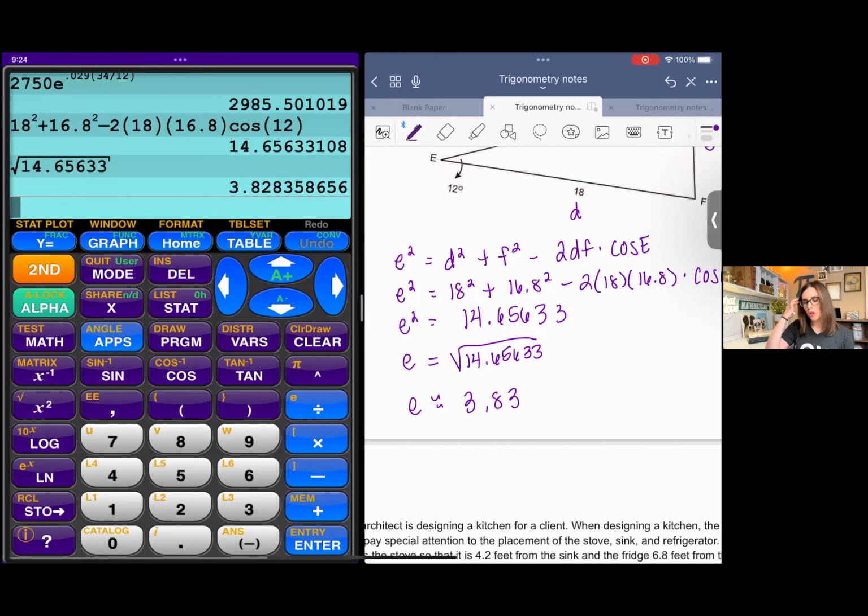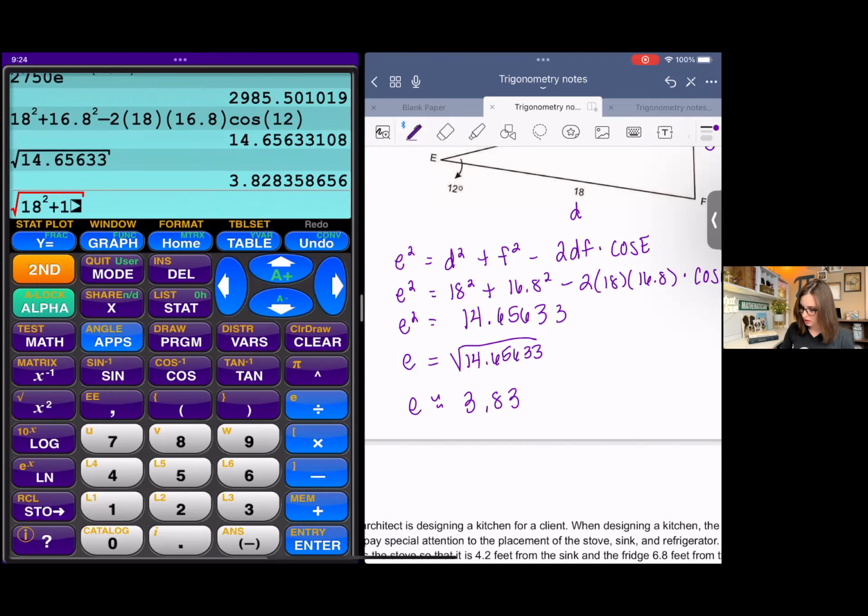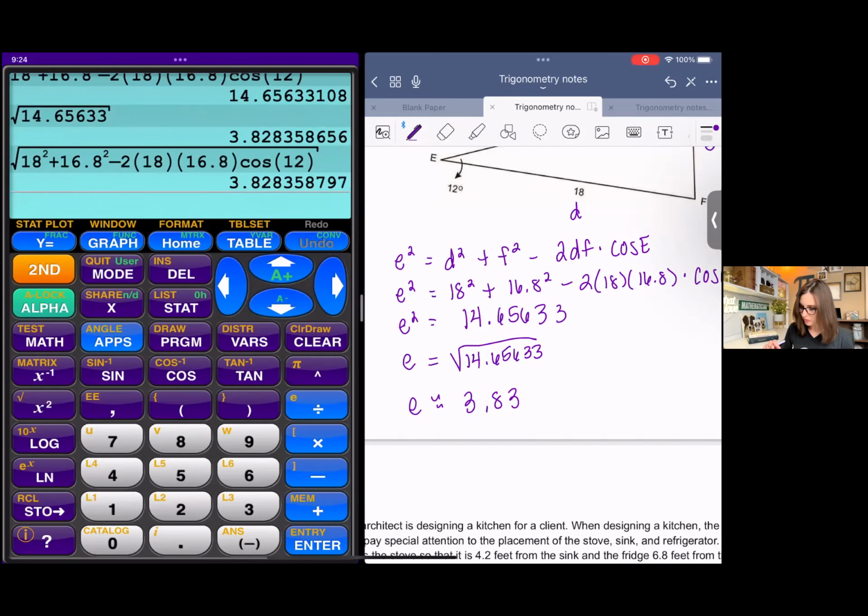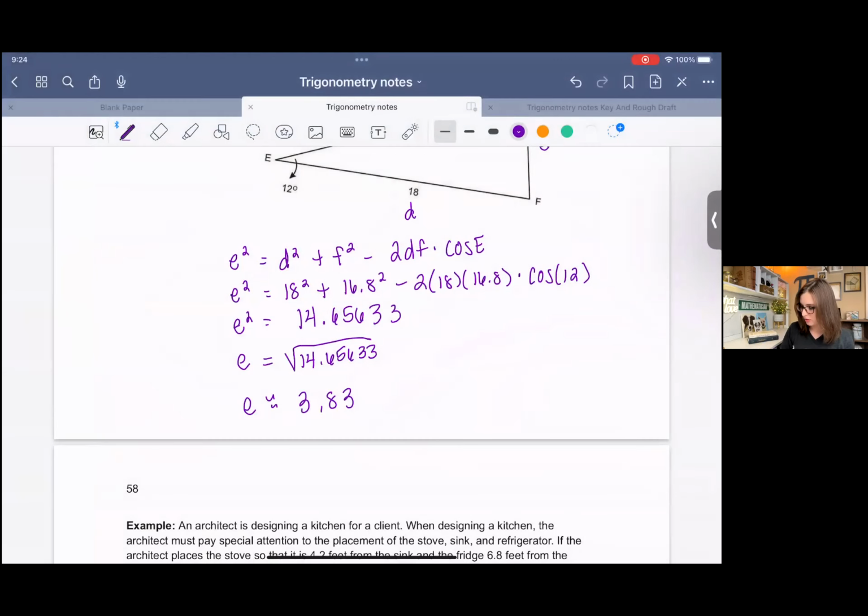3.83. You could do all one step, second square root of 18 squared plus 16.8 squared, and finish that out. It's kind of long, but it would be one less step as far as typing. And there you go. So you could just do one step and get the same answer. But that is how you use law of cosines for side, angle, side. Again, make sure you're in degree mode.